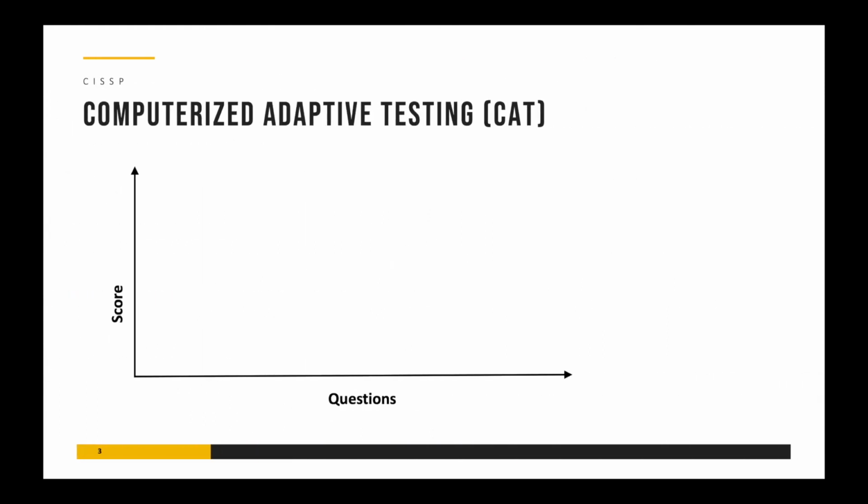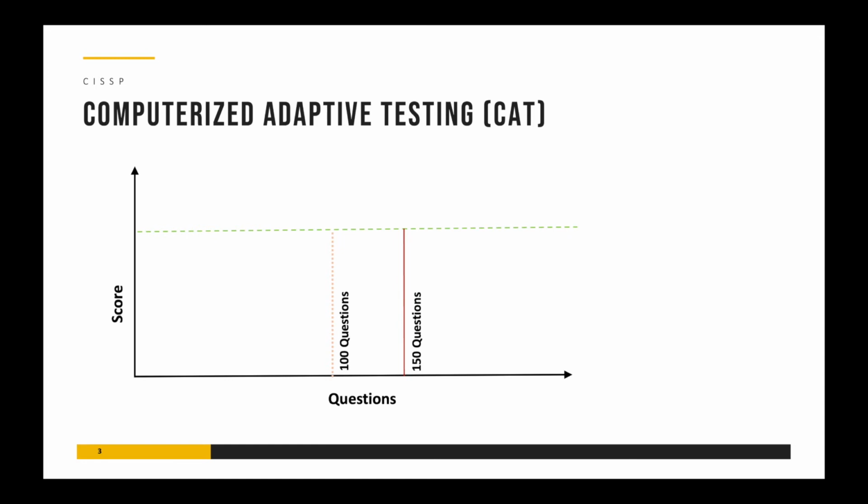Let's see visually how the computerized adaptive testing works. On the y-axis we have the score, on the x-axis we have questions. And this is the passing threshold, which means if you hit it, then it means that you have cleared your CISSP exam. Now there are two major milestones. The first one comes at the 100 questions mark, and the last one comes at the 150 questions mark. Now this is a hard line, which means that the exam is definitely going to stop here.